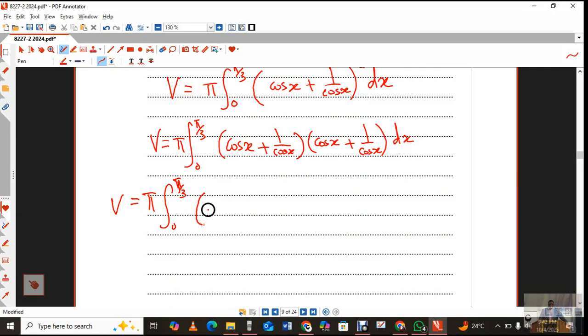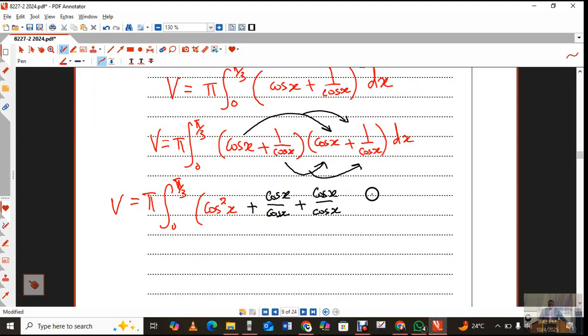And we have cos square x, that is if you multiply this one with this one, okay? And then if you multiply this one with this one, you'll have cos x over cos x. And then if you multiply this one with this one, you get the same. It's cos x over cos x. And lastly, when you multiply those two together, you'll have 1, because this times that is going to be plus 1 over cos square x with respect to x.